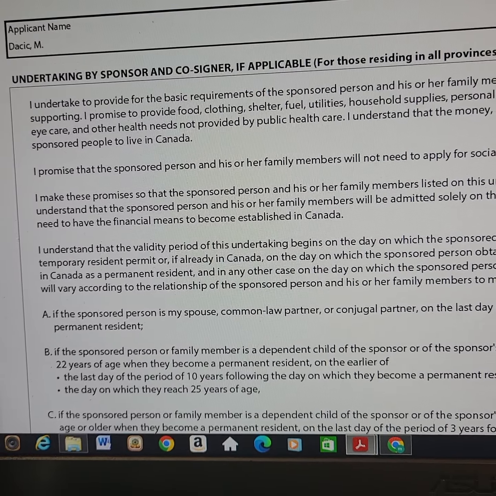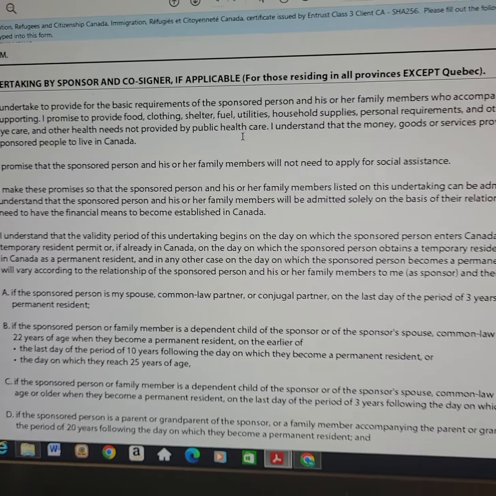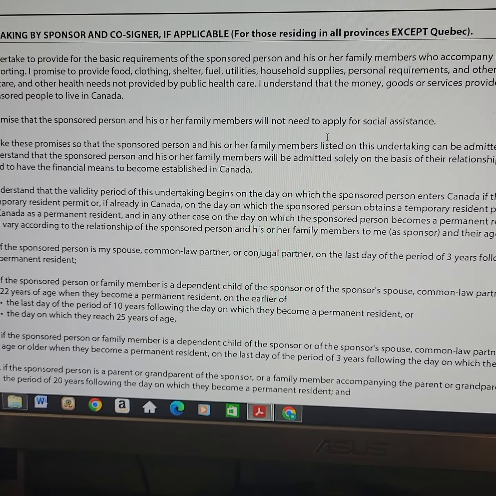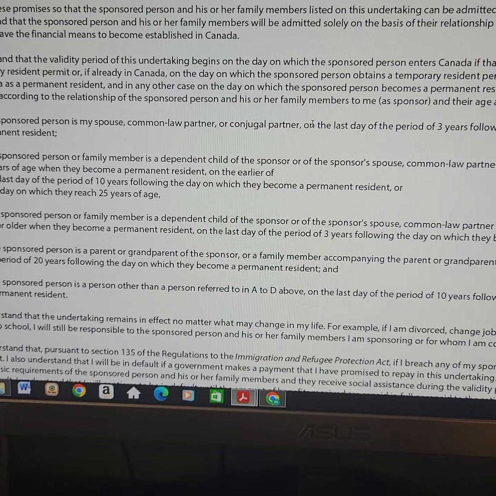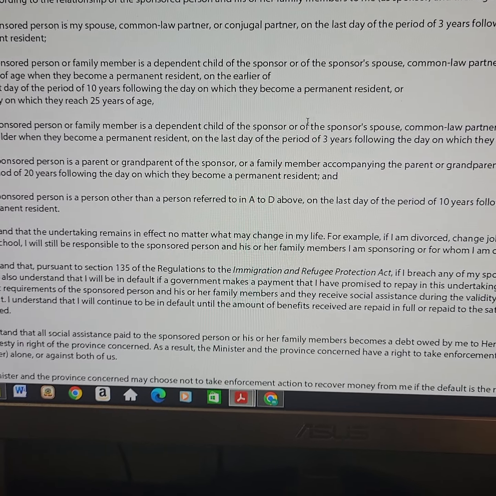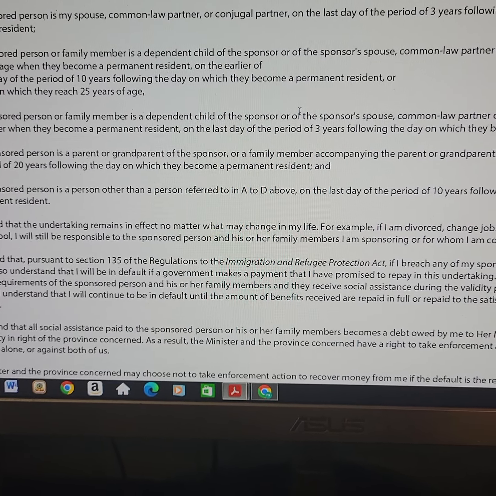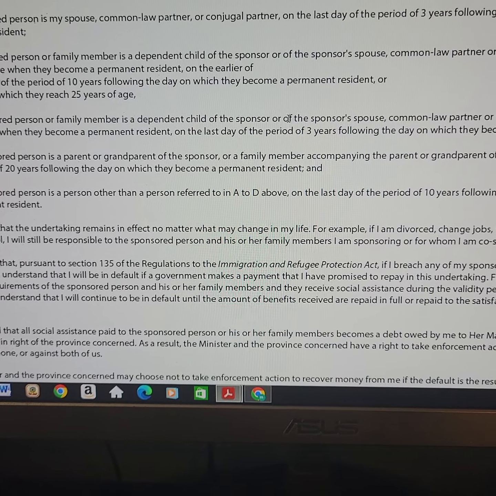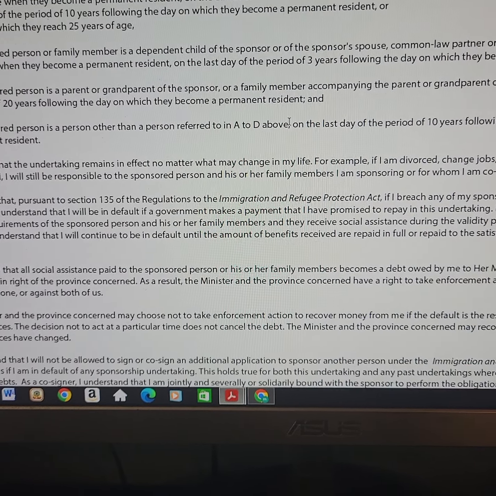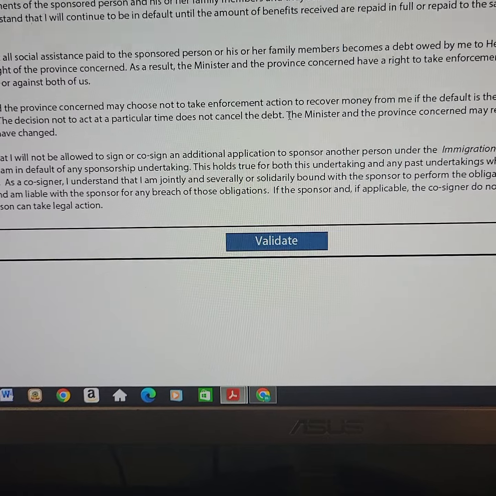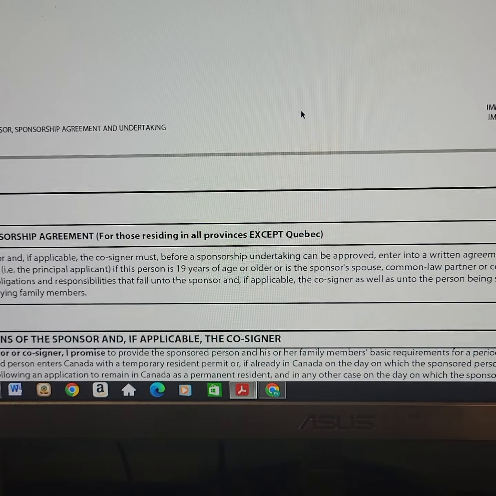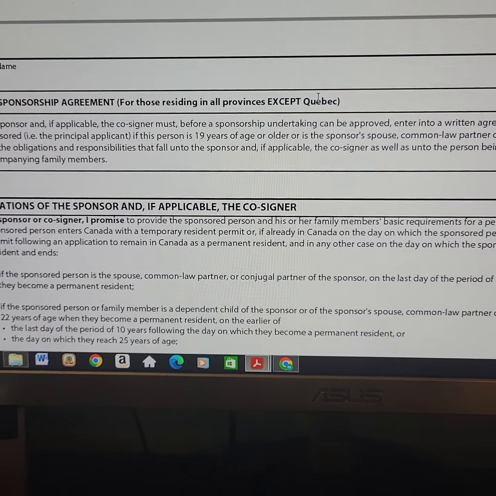Next one will be everything that you need to read in order to know what it takes to sponsor someone and how long the sponsorship will last. Well, right now it's 3 years. Okay. And so you keep reading to make sure you understand what it takes to be a sponsor.